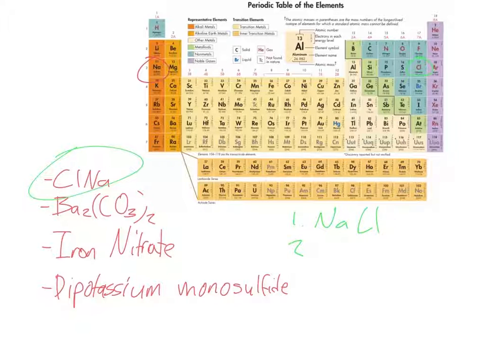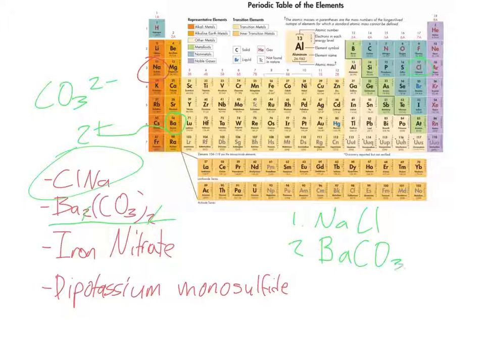Okay, so for number 2, it is Ba2CO3 2. So we can see Ba2 right here, and then CO3 2, which is carbonate, and carbonate has a charge of 2 negative. And since Ba has a charge of 2 positive, we don't need these subscripts to show how many there are. So the actual formula would just be BaCO3 because they cancel each other out.